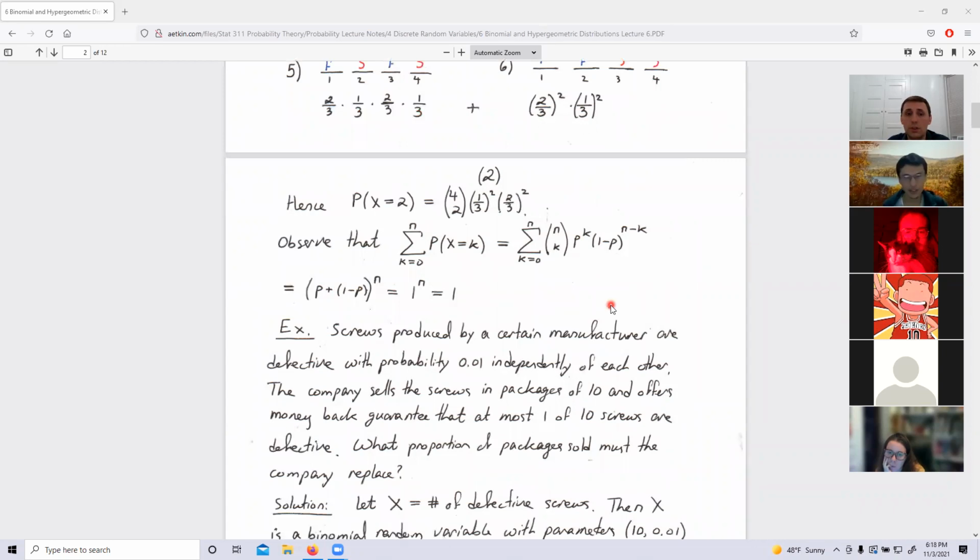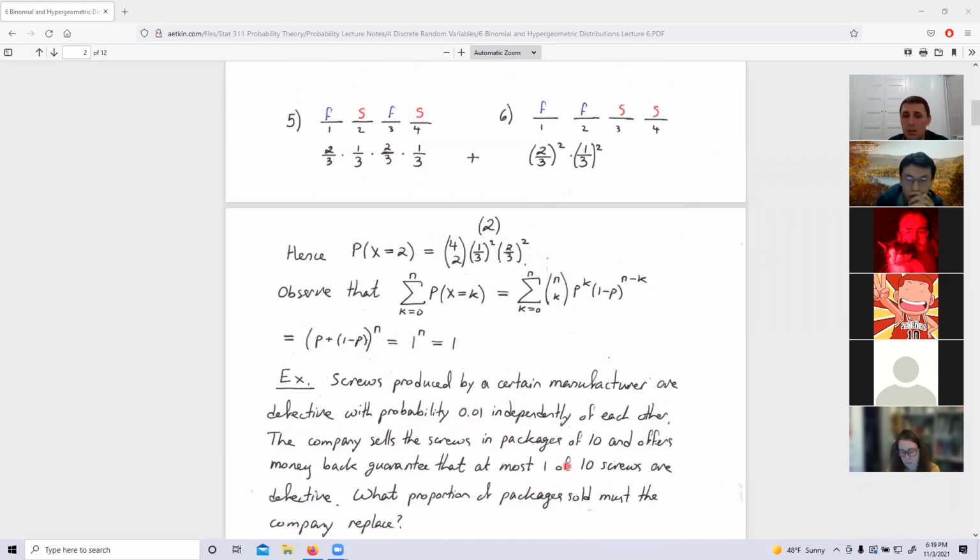Good. Now, screws produced by a certain manufacturer are defective with probability of 1% independently of each other. The company sells screws in packages of 10 and offers money back guarantee if at most 1 of the 10 screws are defective. What proportion of packages sold must the company replace? Let's see if you can calculate. Make sense, the question, guys?